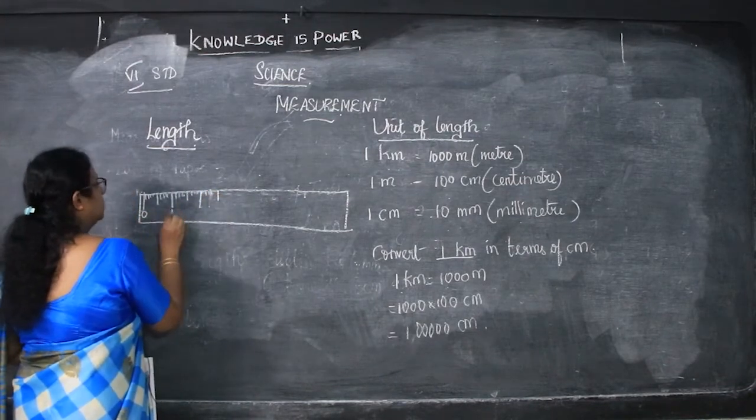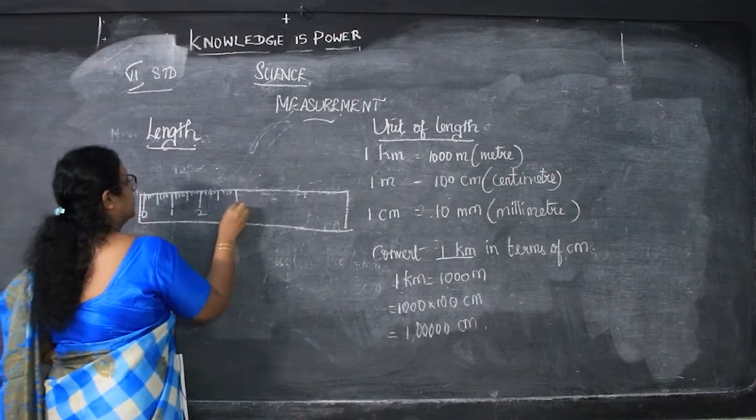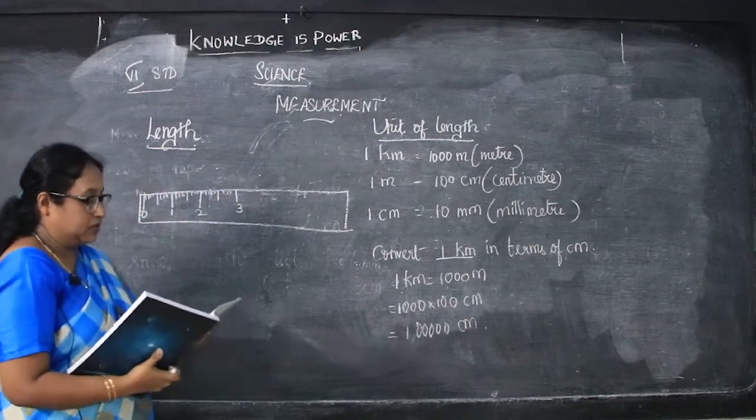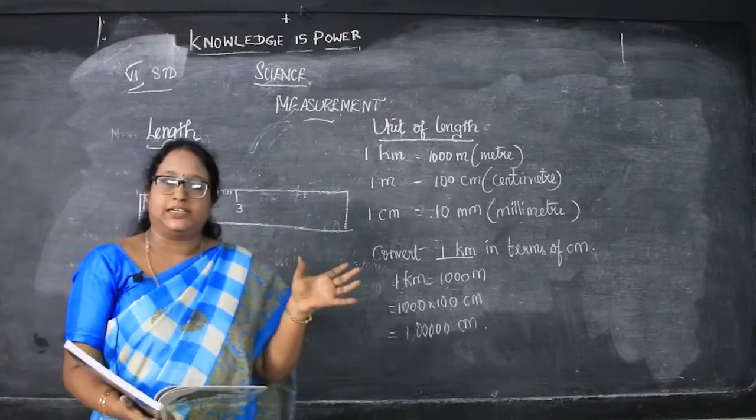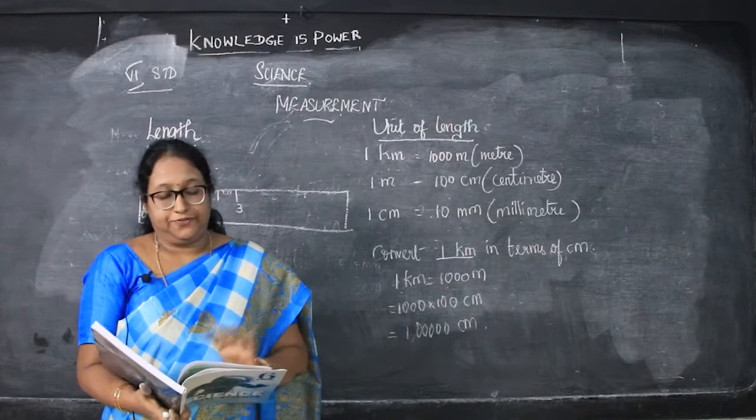So, 0, 1, 2, 3. You have it like this. You have to note the lines. In bigger scales, they have till 30, and in smaller scales, they have till 50.